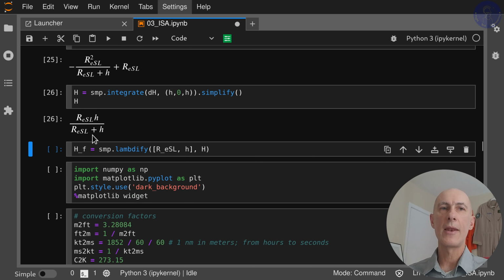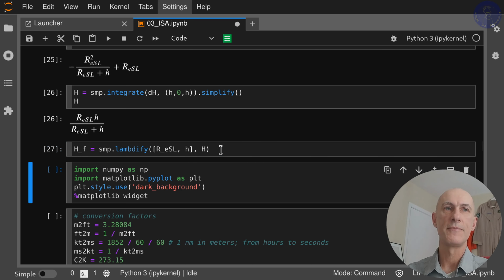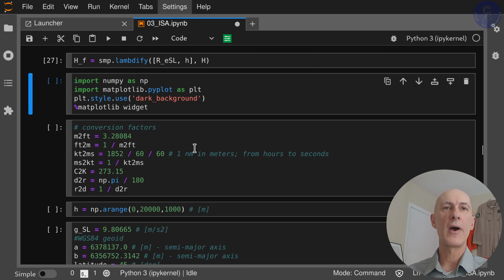And now we can again just create a function that is numeric so that we can maybe plot this. So let's lambdify this expression with arguments r, ESL, and h, small h. And the function we're lambdifying is big H, to get an h_f function as a result. And now we can try to plot this.